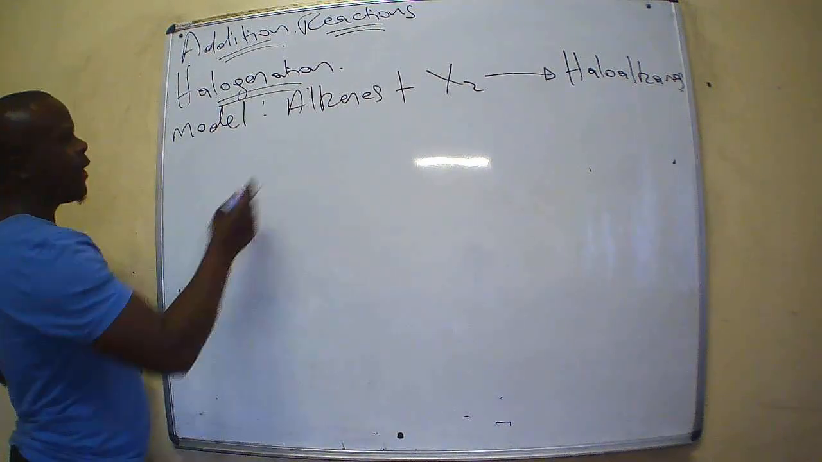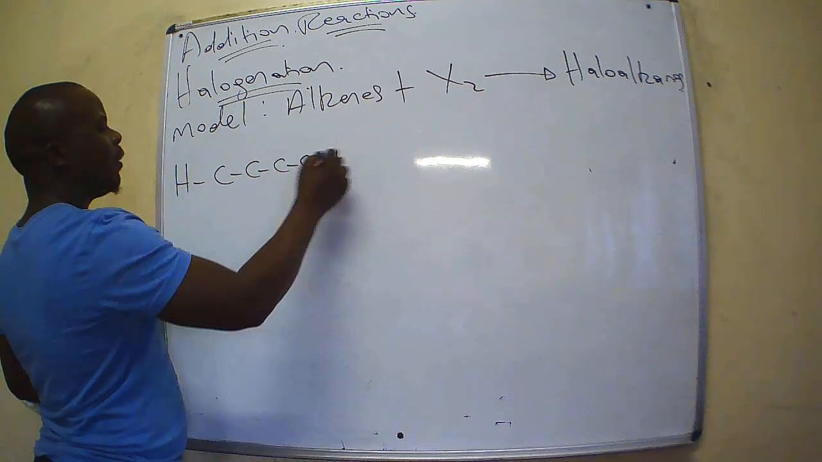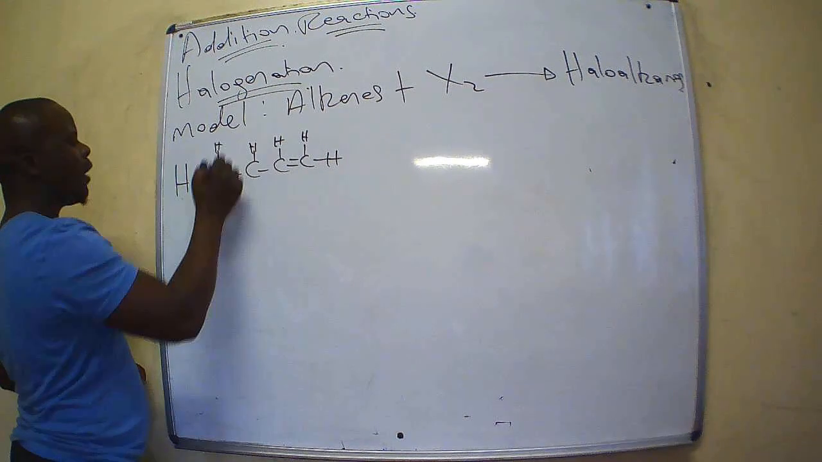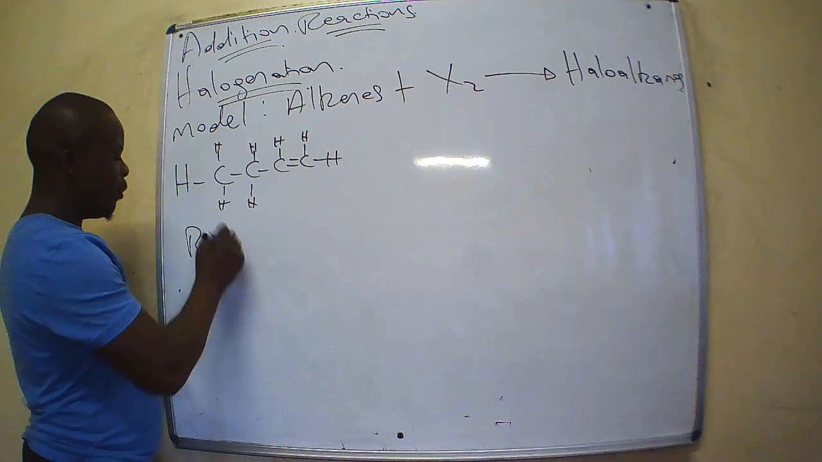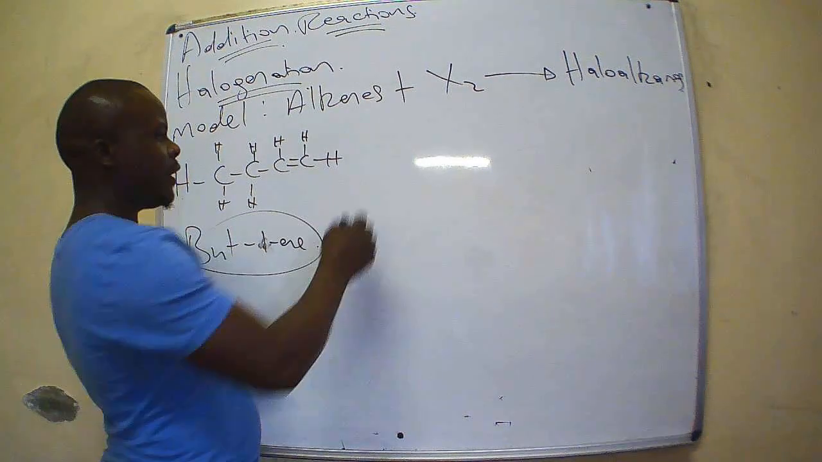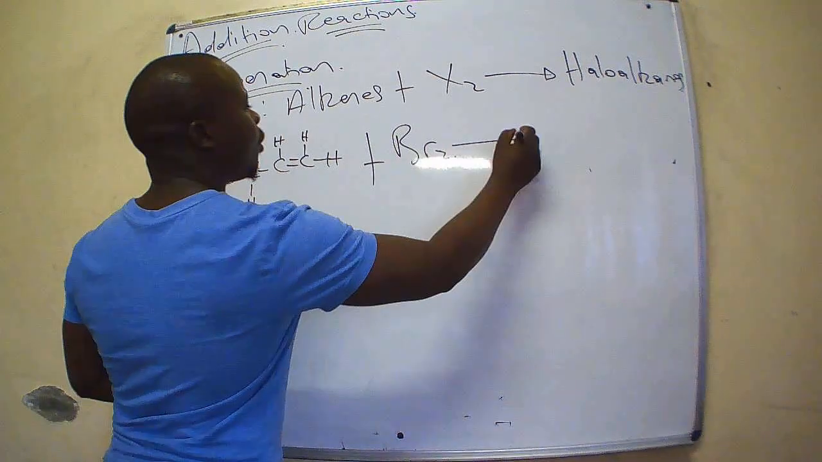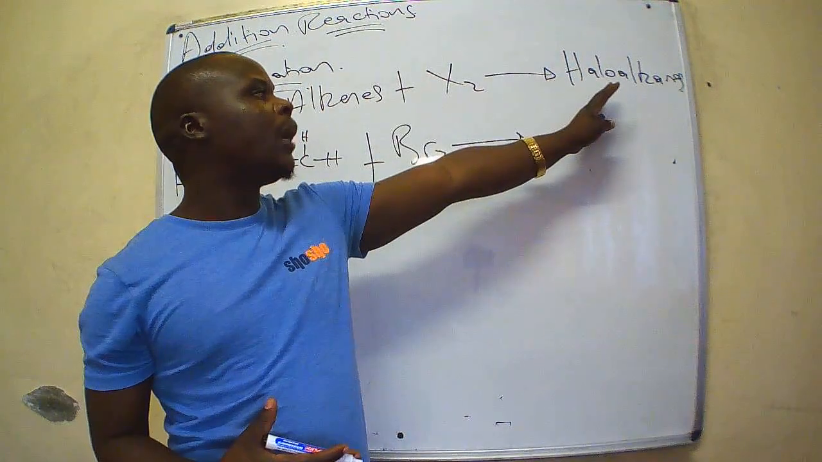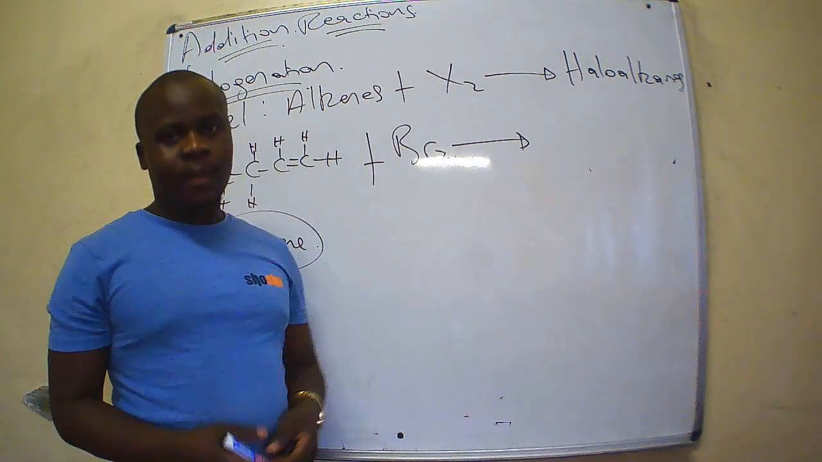So let's have an example of an alkene. For example, if we have an alkene made up of 4 carbons, let's just have this alkene, which is butene 1. This is butene 1. So butene 1 is going to react, in this case, with bromide gas. So we just want to understand how a haloalkane is formed from a reaction between an alkene and bromide gas.